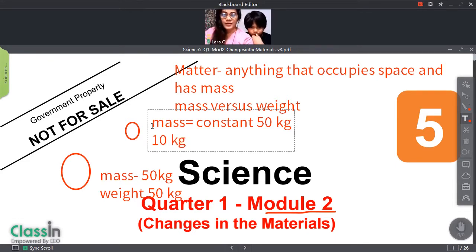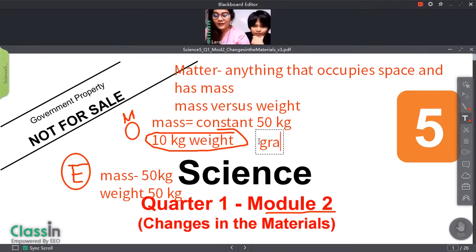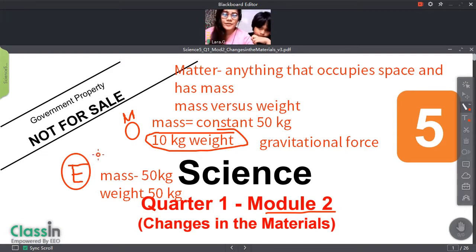So why? Nganong nahimong 10 man siya? Nganong nagamay imuhang weight sa moon? Why is it that your weight in the moon is very much lesser than the weight that you have on earth? Yes, because weight is dependent on the gravitational force of the earth. That is why when astronauts go to outer space, they will tend to float, because as you go farther from earth, the gravity of the earth decreases, magkahinay. Okay, so that is matter.